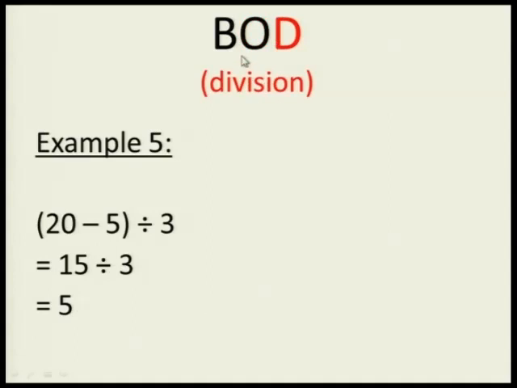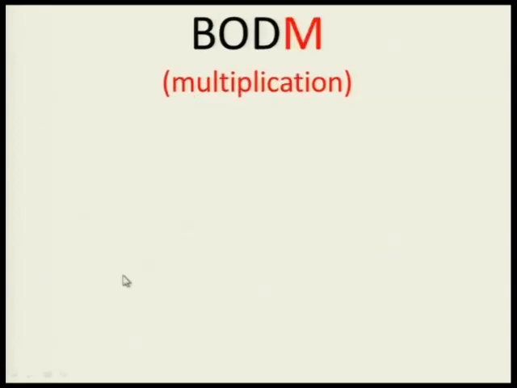After we've solved the brackets and the of, then we can do division. So look at this example 5. It says 20 minus 5 in brackets divided by 3. Because BODMAS says do brackets first, we have to do the bracket first. So we're going to say 20 minus 5 is 15, and then we divide by 3.